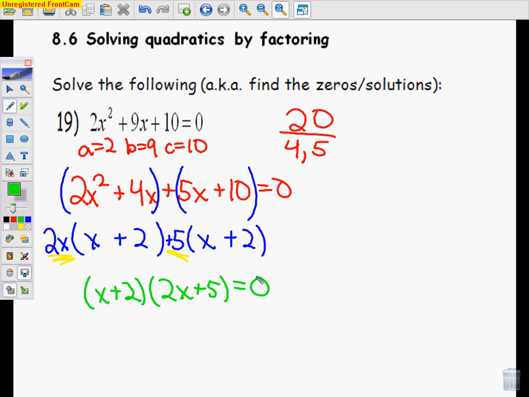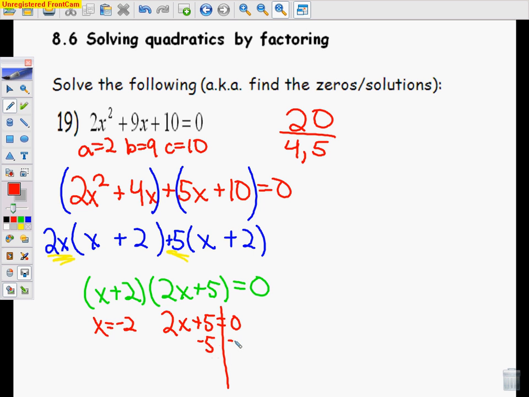Now, once again, we're back to where we were in the previous problems. What value for x here would make that parentheses 0? Well, that would be negative 2. What value for x here would make that parentheses 0? Well, that one's a little bit harder to tell. If you can't tell just by looking at it, you could take that parentheses and set it equal to 0 to find out. So let's solve for x.